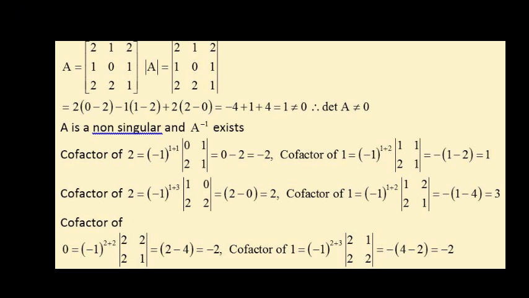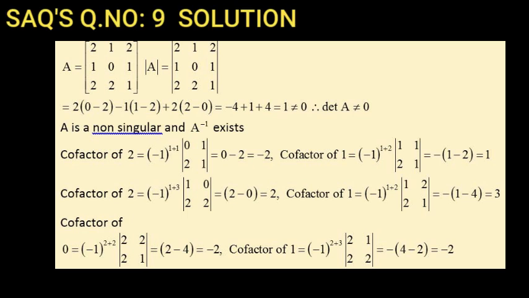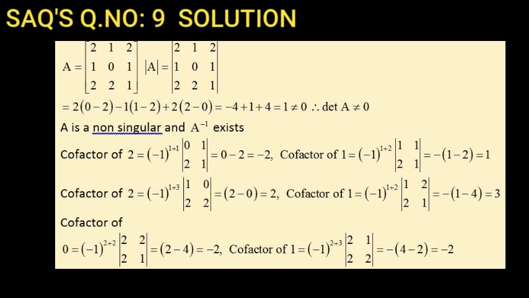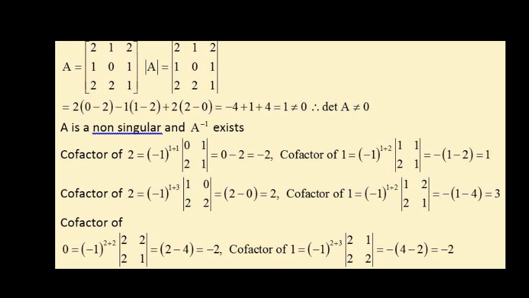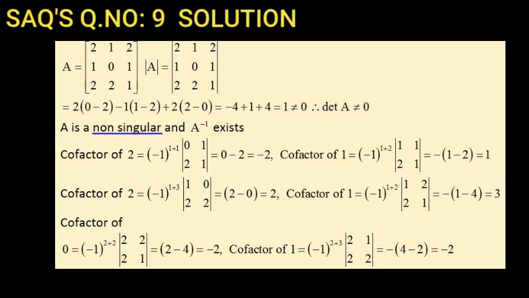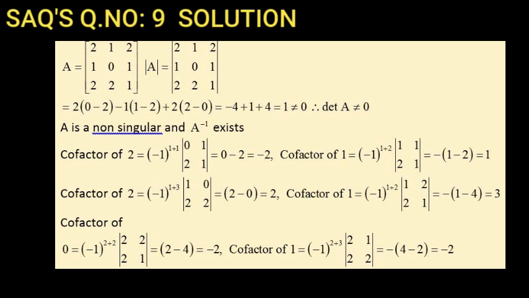Similarly, the cofactor of 1. Here 1 is the first row and second column element. That is equal to minus 1 whole power 1 plus 2. Here i is 1, the first row, and j is the second column. Therefore, minus 1 whole power 1 plus 2 into its minor, which is 1, 1, 2, 1. That is deleting the first row and second column. And then for the remaining 4 elements, we find det ad minus bc. That is equal to minus of 1 minus 2, which is 1.